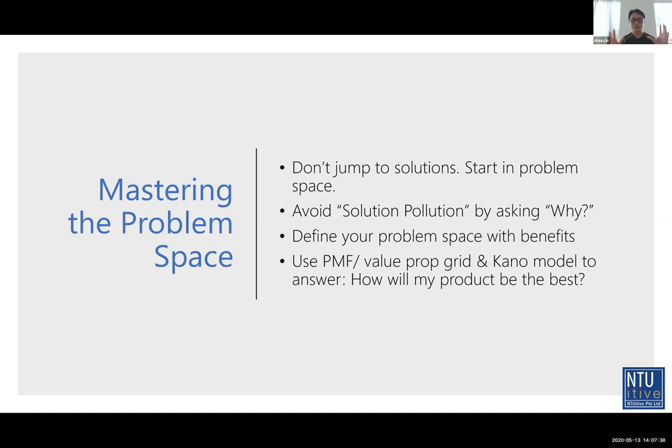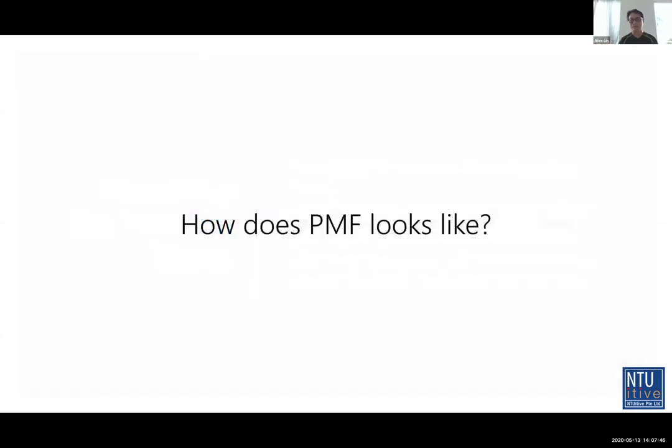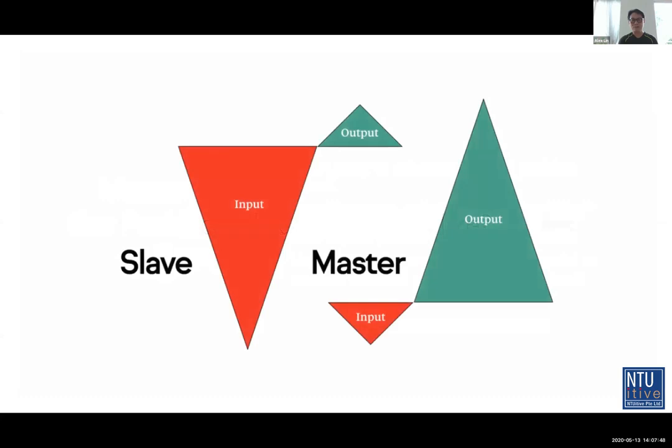You can use the Kano model grid to help you understand whether you are the best fit out there, but most of the time we can do it mentally. So what does product market fit look like? If you put in a lot of input and produce very little output, that is not product market fit. That is a slave. You want to put in a little and produce a lot of output.